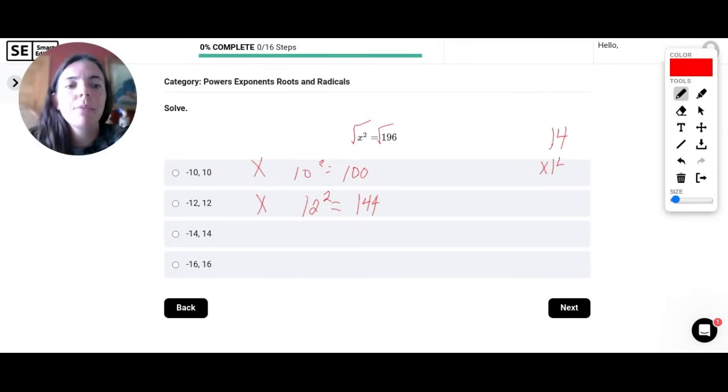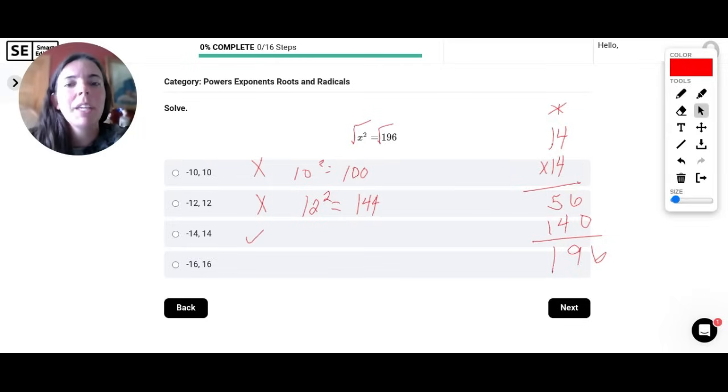So 14 times 14. 4 times 4 would be 16. 1 times 4 is 4 plus 1 is 5. Now let's move over with our placeholder. 1 times 4 and then 1 times 1. Now when I add these together, I actually do get 196. So this one checks out.